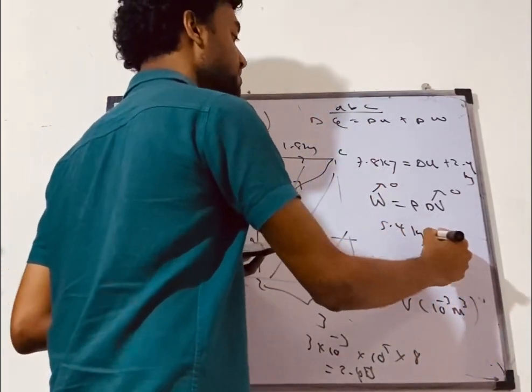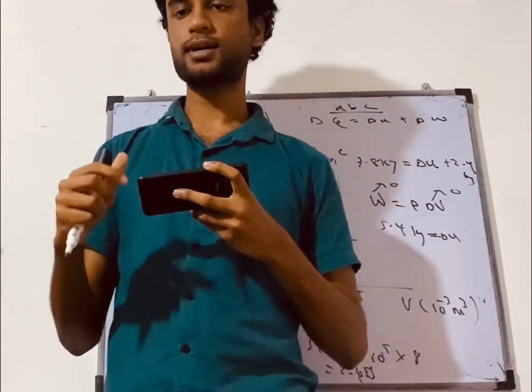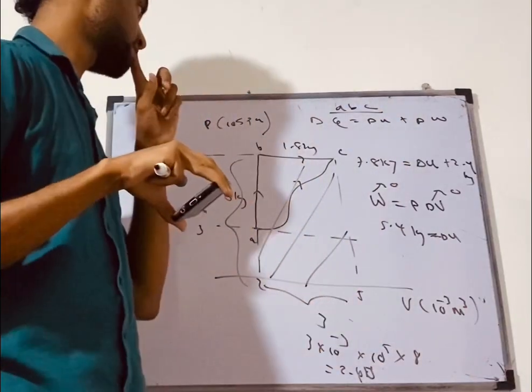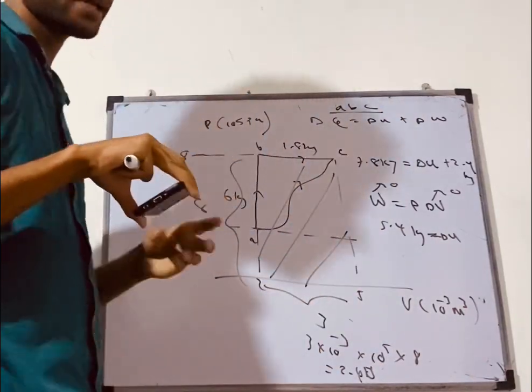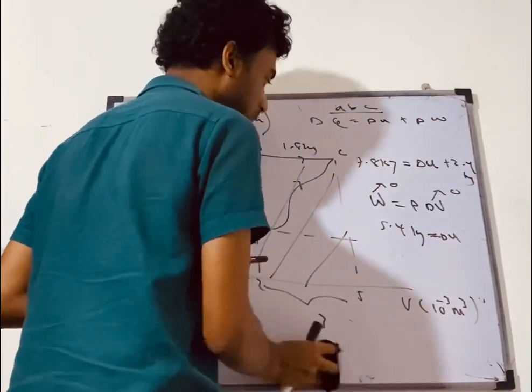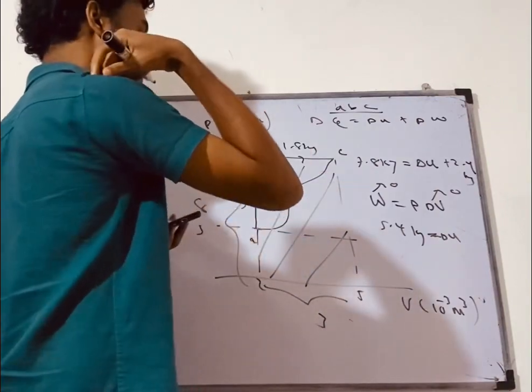But what is surprising is that in the exam paper, they have given this as the answer for everybody. It's a mistake. What's the mistake? Look at this. Look at the path BC.